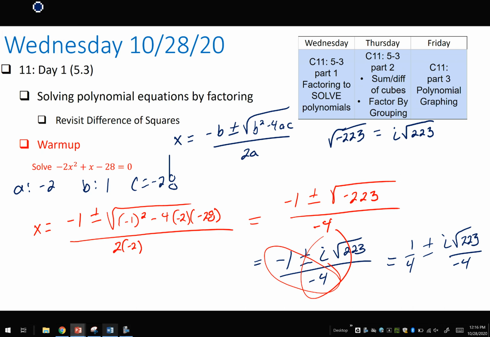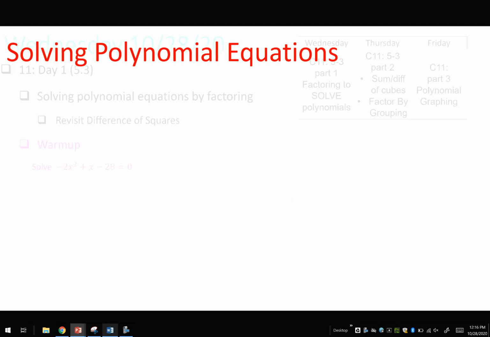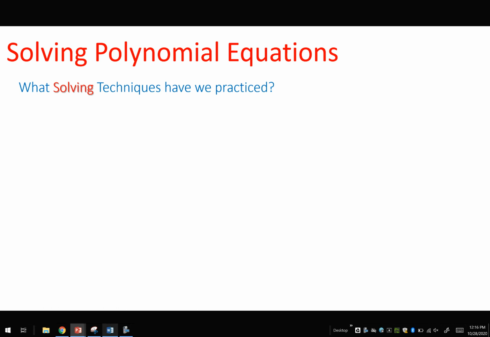Now we're going to look at how we can solve any polynomial equation using factoring, and we're also going to talk about difference of squares. Okay? So what techniques have we practiced so far on solving polynomials? There's been multiple techniques that we've talked about.